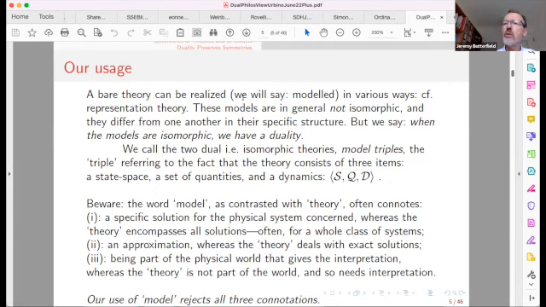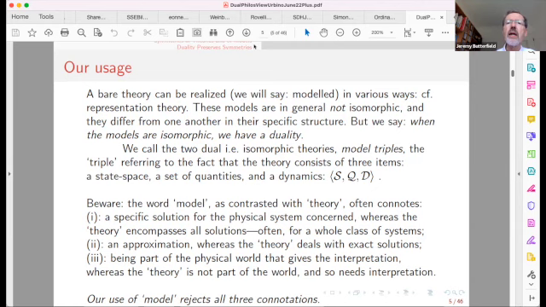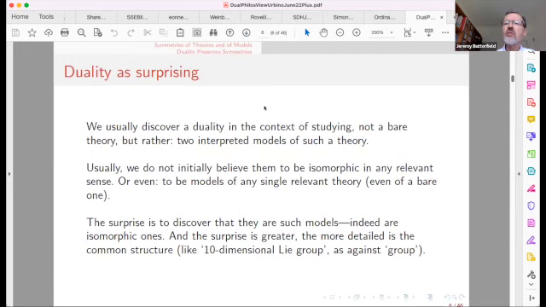rejects three connotations which you might have in your mind with the word model. One connotation that is often around is that a theory is general, but a model is a specific solution for the physical system concerned. Another is that a model is approximate, whereas a theory is exact. And a third is that a theory is never a part of the world. A theory is something that gets interpreted in using the world or by bits of the world, but a model might be part of the physical world. So those are three traditional connotations, and please bear in mind that our use of model rejects all of those. Okay, so that's a little warning about the words.